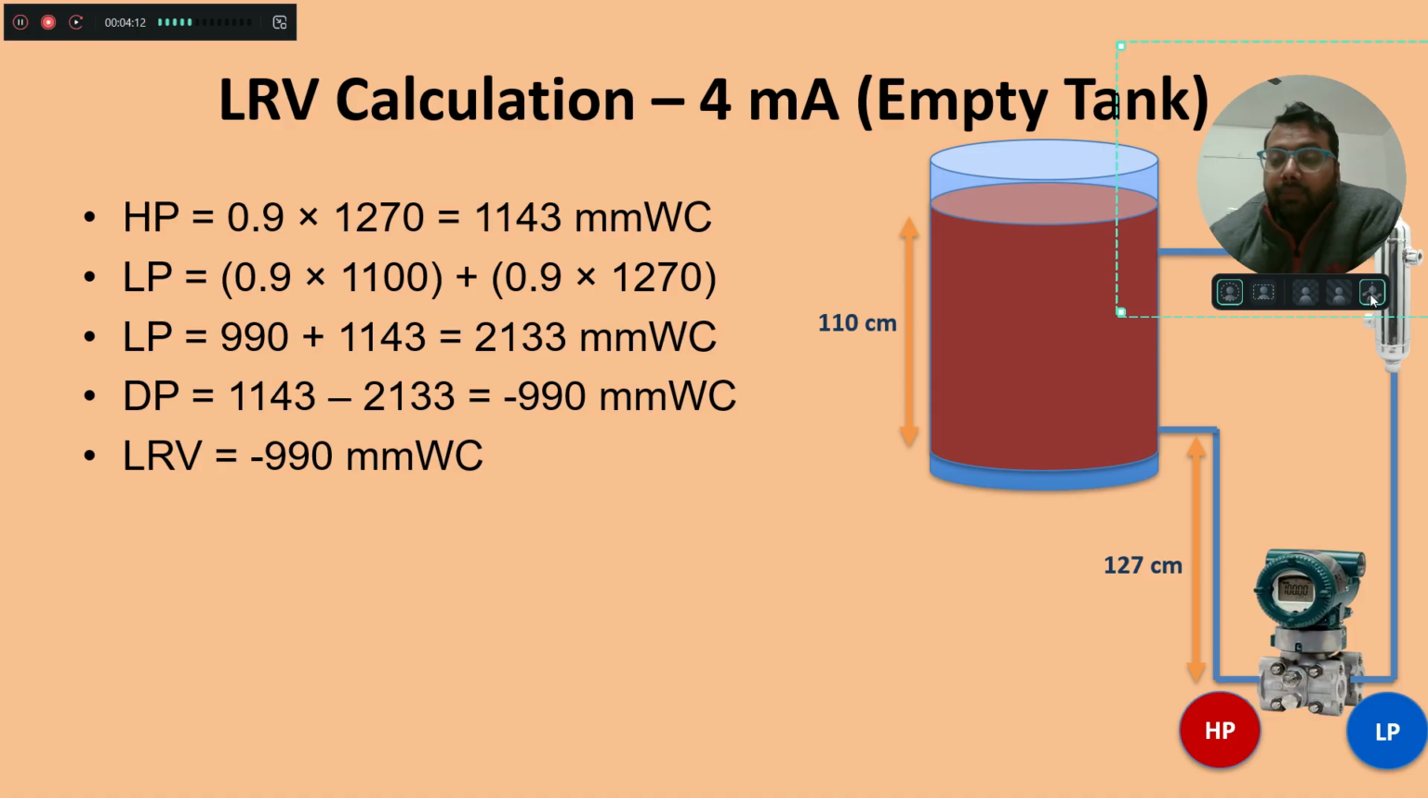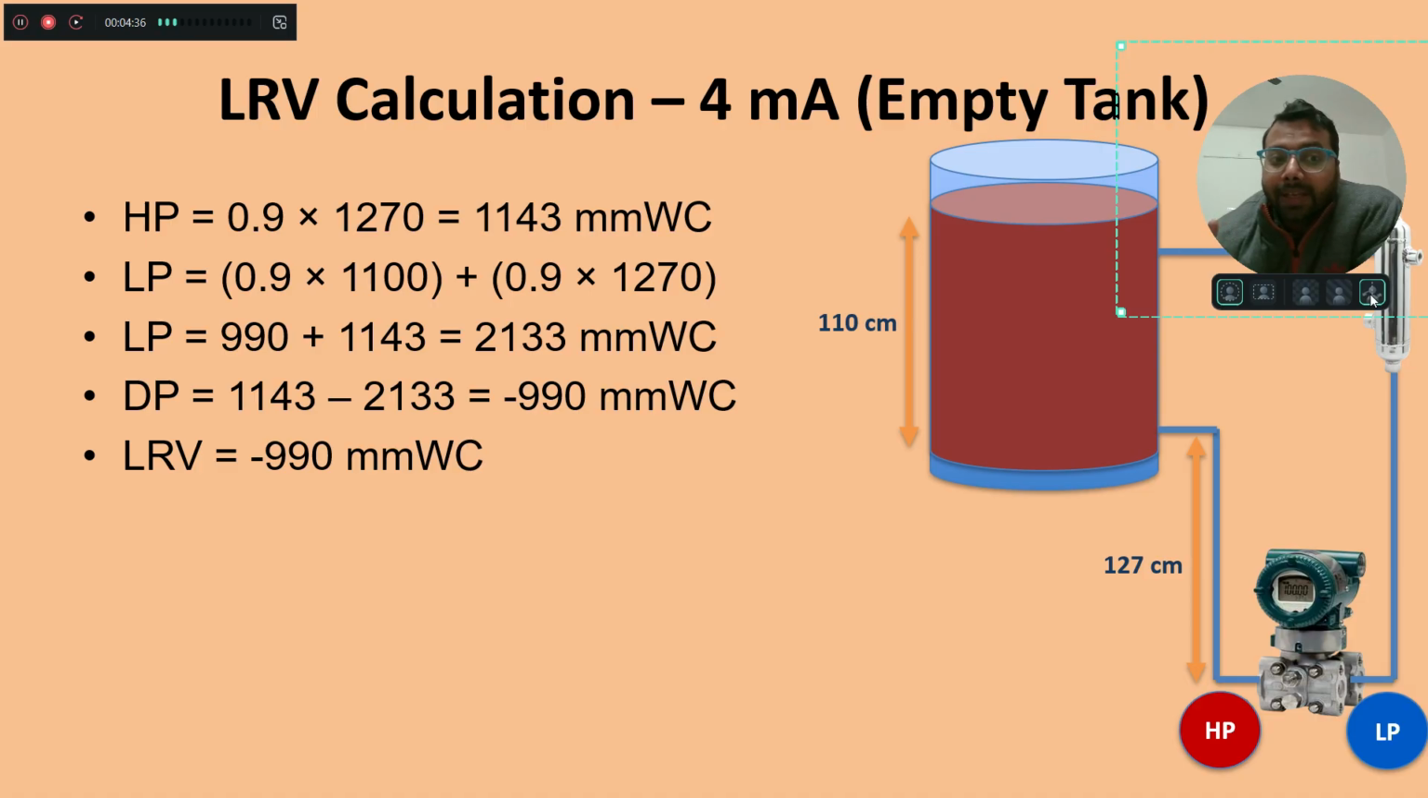So that means when we are using a HART and we have this kind of setup, then we have to give the value of LRV minus 990 to the transmitter. When we give the LRV value of minus 990 millimeter water column to this transmitter, the transmitter output will become 4 milliampere. It signifies that the level of the tank is 0. So now we have calculated the value of 0% tank level.